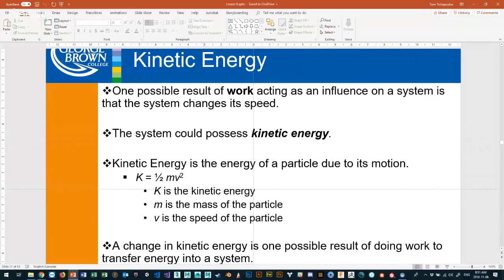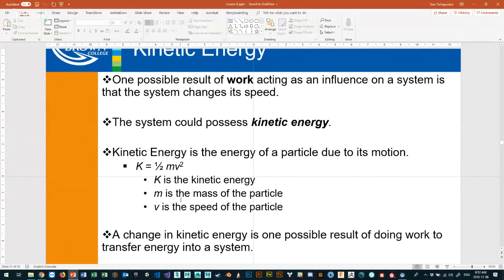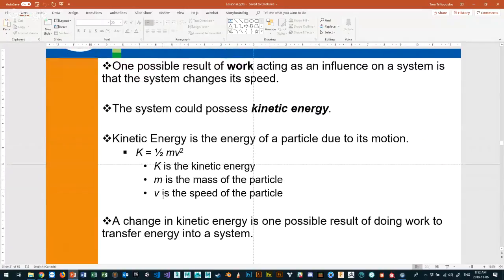And kinetic energy is the energy of a particle due to its motion. So we have K, which is the kinetic energy, is equal to 1/2 mv squared. Now this is kind of a key, right? Where K is the kinetic energy, m is the mass of the particle, and v is the speed, right? So mass times speed squared, that relationship gives you some kind of kinetic energy. And if you think about this, if mass is in kilograms and v is in meters per second, kilogram meters per second, right, is what we're talking about, right?